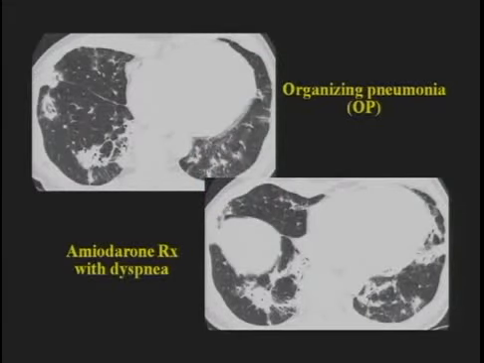This is a patient with amiodarone treatment who has progressive dyspnea. What we're seeing are areas of consolidation which are peripheral and peribronchial, very irregular in shape. This is a great example of organizing pneumonia as a drug reaction. And this is the atoll sign.